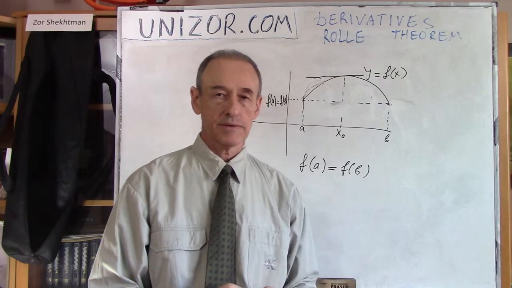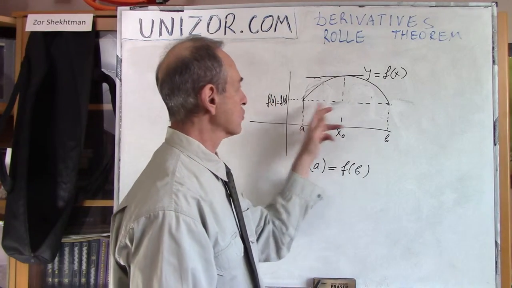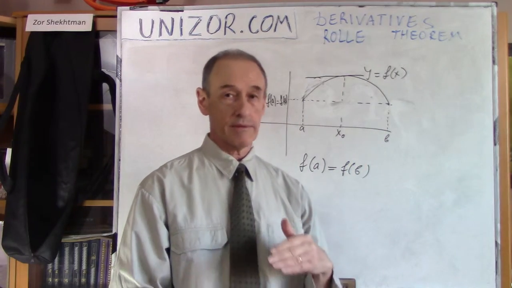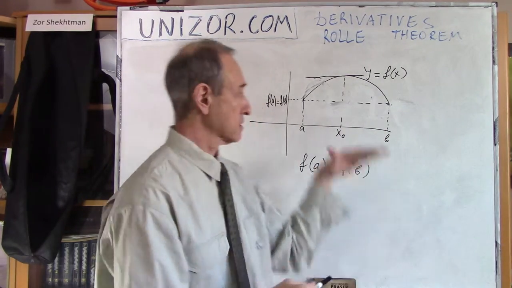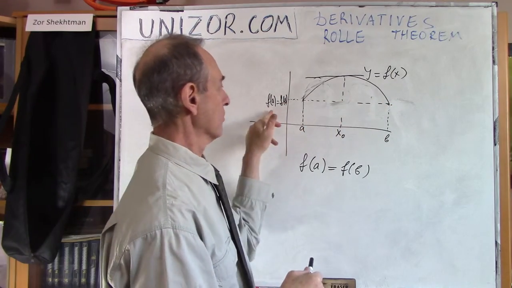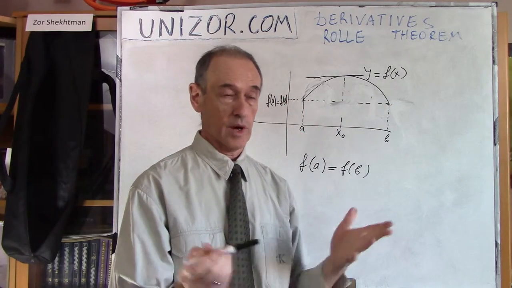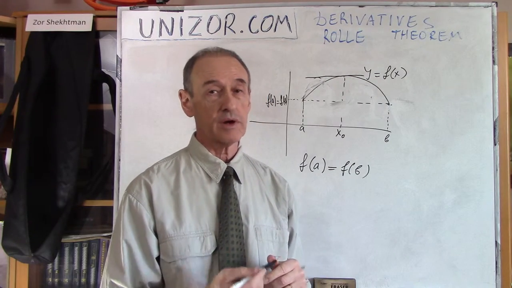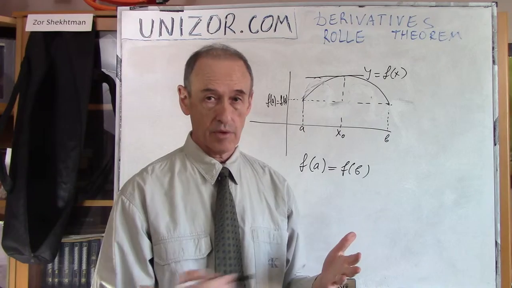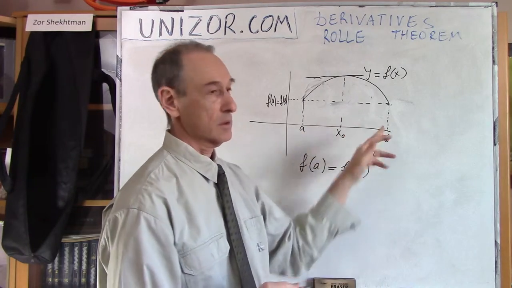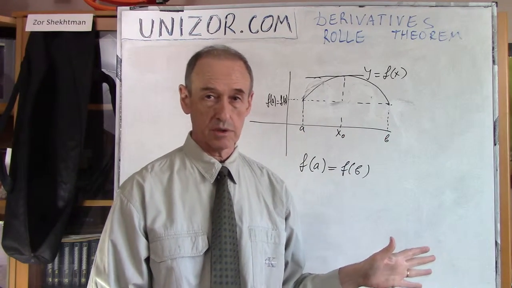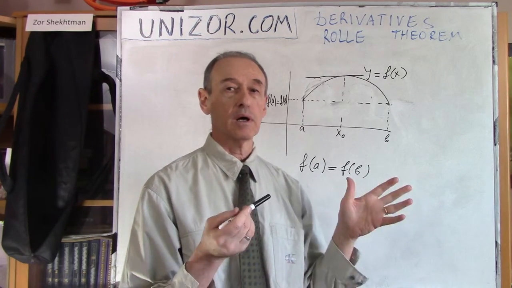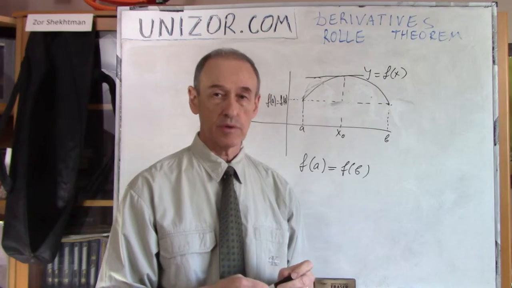Well, let's just think about it. If the function's values are the same on both ends, then the function either is constant and always equal to some value, f at a or f at b. For a constant, we know that the derivative of the function is equal to zero everywhere, right? So our theorem is proven in this case. Any point within this interval from a to b is a point where the derivative is equal to zero.